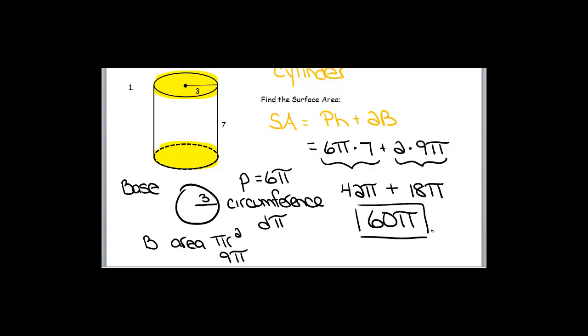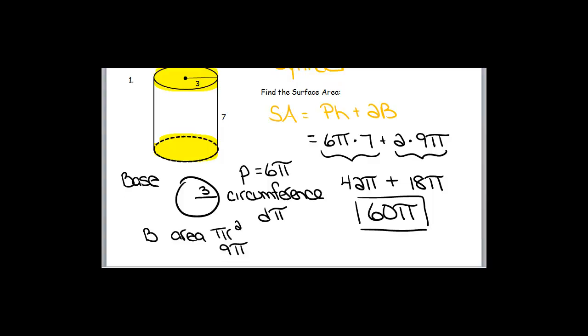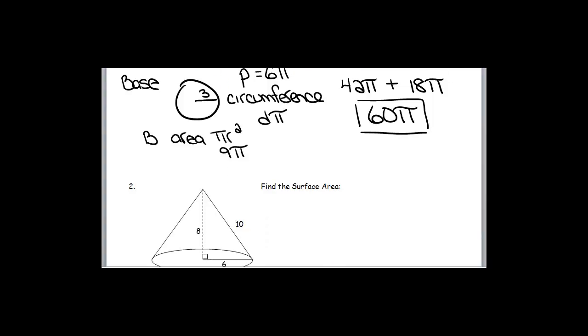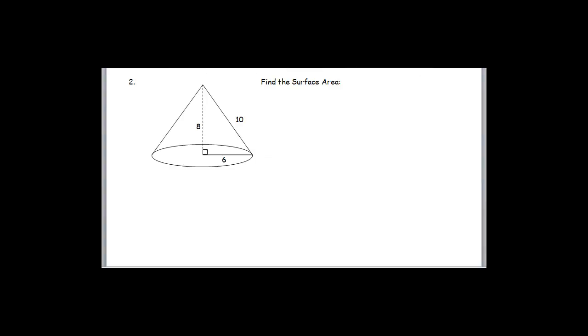So obviously the biggest change is the fact that we're using circles. So our P is going to be our circumference formula and our B is going to be our area formula. So let's keep practicing with those a little bit more. In picture number 2, we are dealing with a cone. And since we want to find the surface area, that formula from yesterday, 1/2 PL plus B.